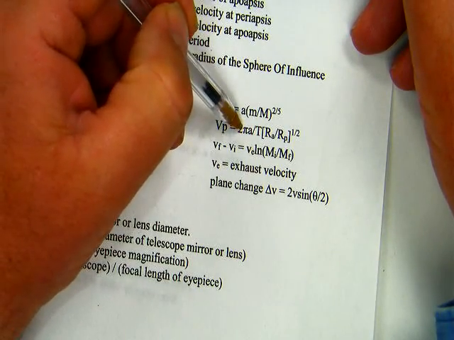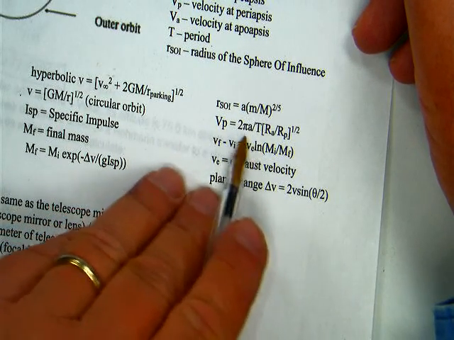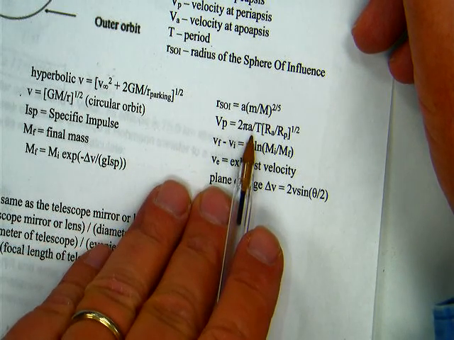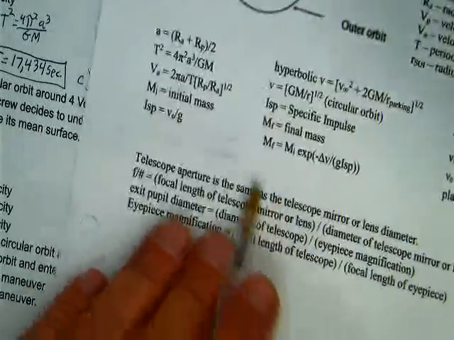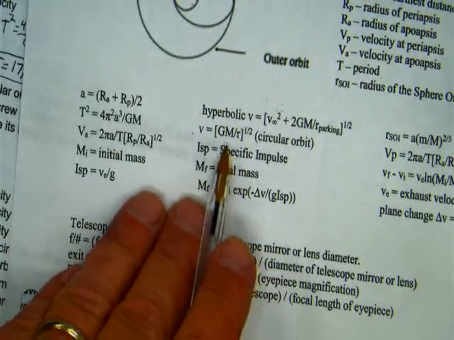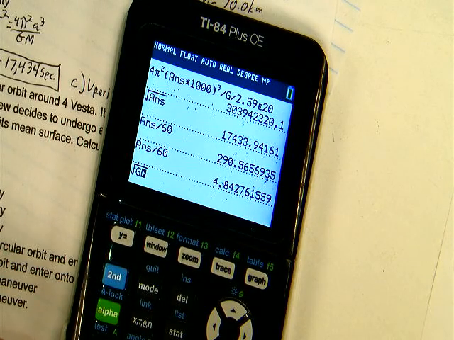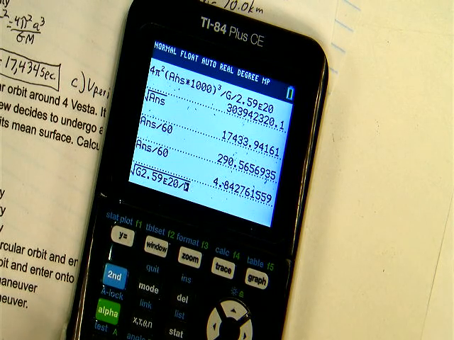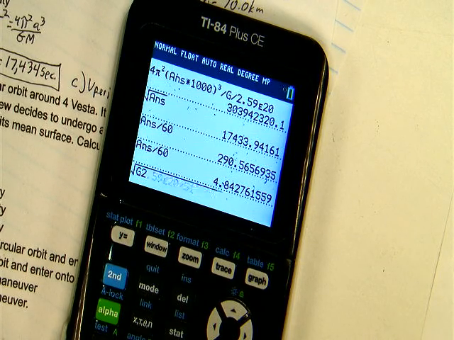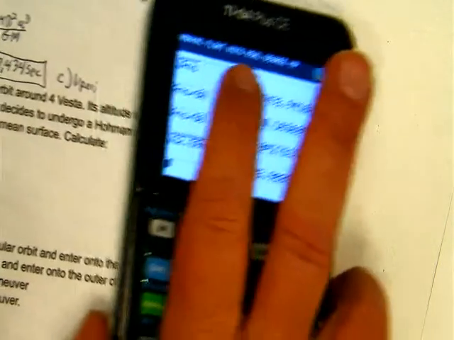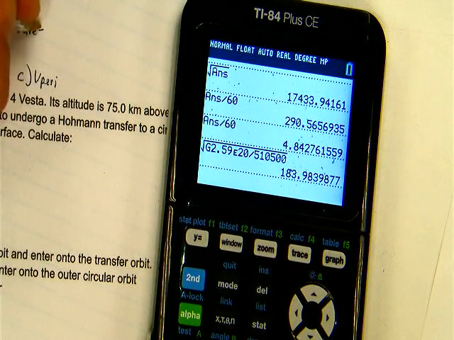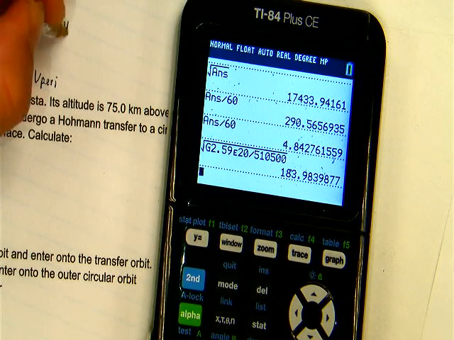Now, circumference divided by period is average speed. So you could calculate the average speed, if you like, using GM over a, take the square root. That's what I would choose to do. So I'm going to go ahead and do it that way and calculate the square root of G times the mass of 4 Vesta, 2.59 times 10 to the 20th power, divided by the orbital radius in units of meters, 510,500, enter. So the average orbital speed, which I didn't ask you for, is 184 meters per second.